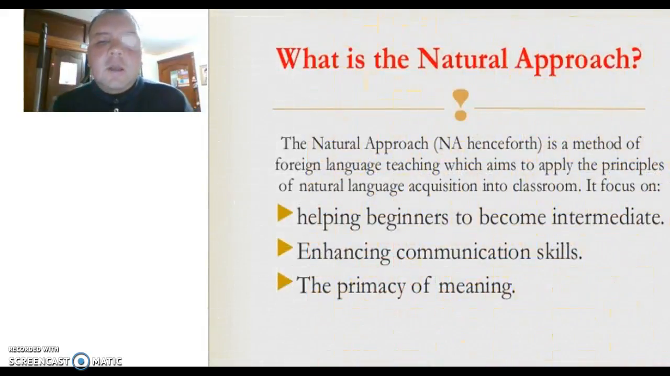Okay, the natural approach is a method of foreign language teaching which aims to apply the principles of natural language acquisition into the classroom. It focuses on, first, helping beginners to become intermediate. Second, enhancing communication skills. And third, the primacy of meaning. The natural approach is primarily designed to develop basic communication skills, for example, speaking and writing, no? And is designed to help beginners become intermediate.